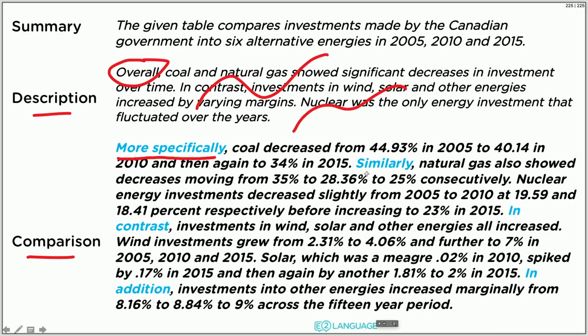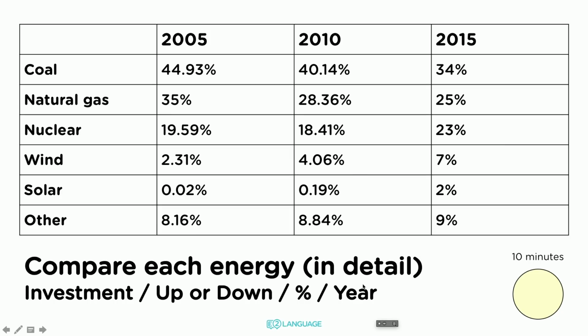And I used similarly because here it decreased and here it decreased, right? So it was similarly. And then I used in contrast because it went from decreasing, it went to increase. So it's a contrast, in contrast. And then finally, at the end, I just said in addition, just to add that final investment type, which was other investment type, right? Cool.